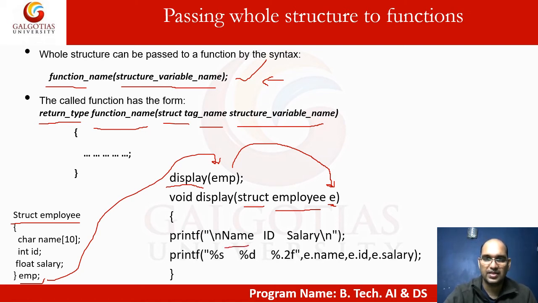After that, we can access and use all the members of this structure variable EMP, whose value has come into E, inside this function. So we have printed name, ID, salary. For %s, we access E dot name, then for %d, E dot ID, and then for %.2f, E dot salary. This way we can use the values of a structure from another function, and inside this function we can access all the members of that particular structure.